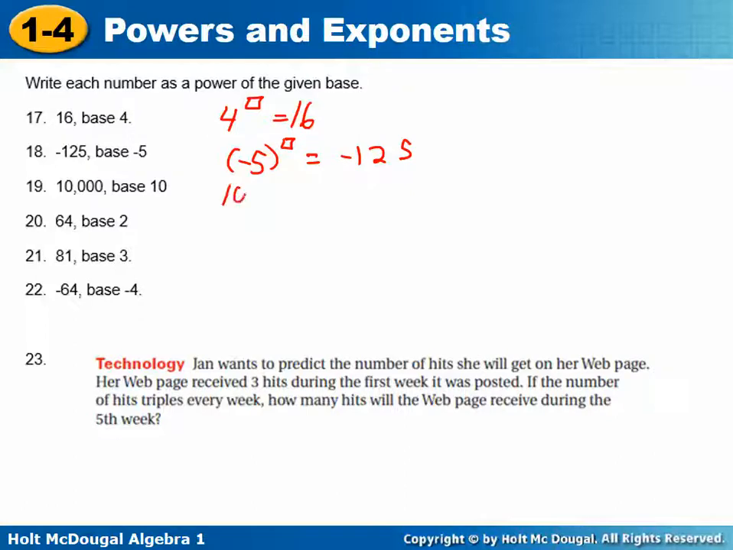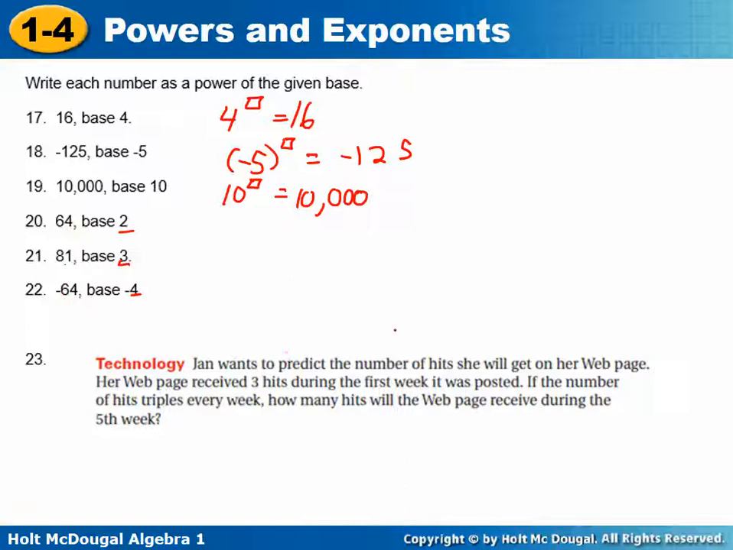This means 10 to the what power equals 10,000. So try 10 squared, try 10 cubed, try 10 to the fourth, and so on. So that's all you do with each of these. This is the base, and then you have to figure out what would the exponent be so that you would get these numbers as the answer if you evaluated them.